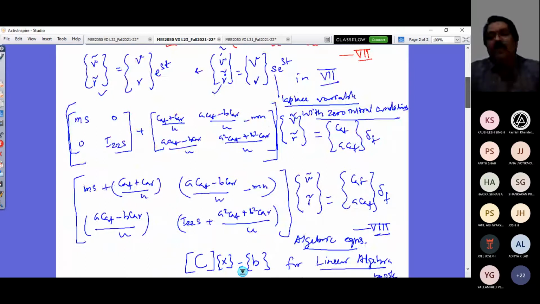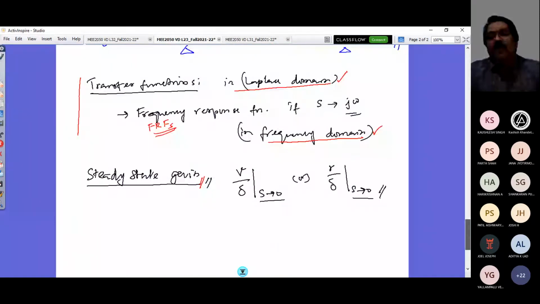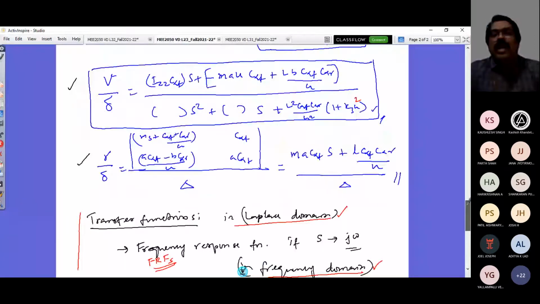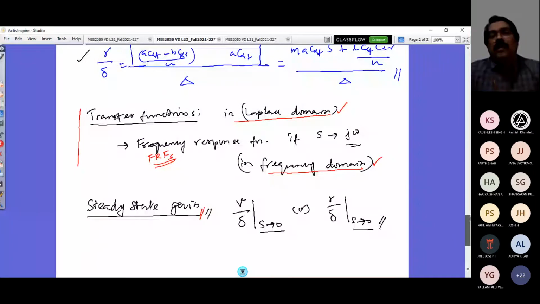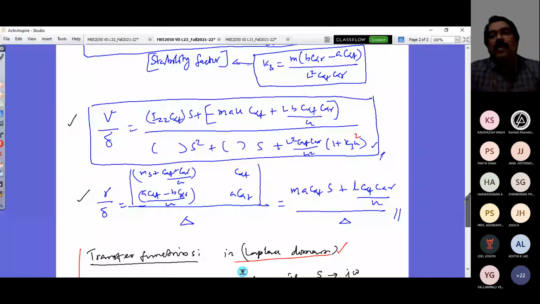There is a relationship between the stability factor and your understeer gradient. That also we have seen in one of the lectures. Why do I show this once again? Because you need to understand that the transfer function of the system is very vital whenever you have to represent your dynamic system as a control system model. That is what we have seen in the last class.